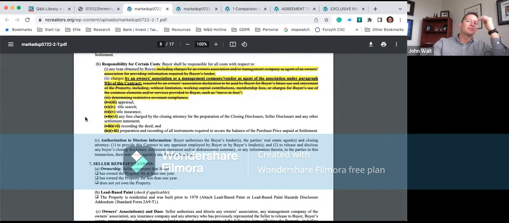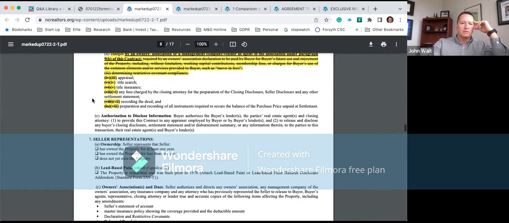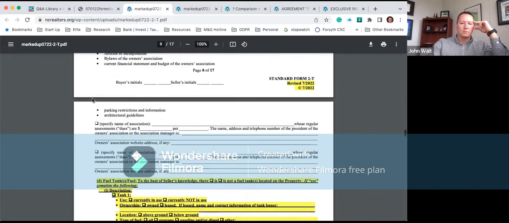Okay. There are some significant changes to buyer and seller costs with respect to HOAs, owners association, things like that. As you can see, appraisal, title search, and title insurance, those things all stay there. However, charges by an owners association management company in paragraph 9B. So when we get to 9B, we'll talk about it, but just be aware that this section has been changed, has some different numbering to accommodate that new paragraph.